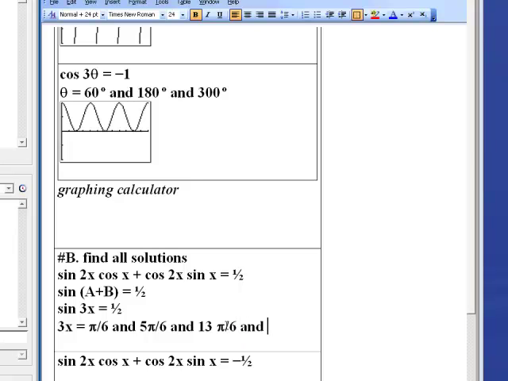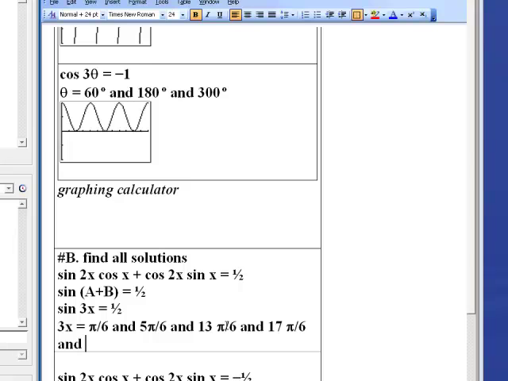13 pi over 6. And then we're going to have 17 pi over 6. And then we're going to have, let's see, 750 degrees. So we're going to have, let's see, that's 12 sixths, 24 sixths, I believe it's 25 sixths. So 25 pi over 6. And then we're going to have 29 pi over 6.